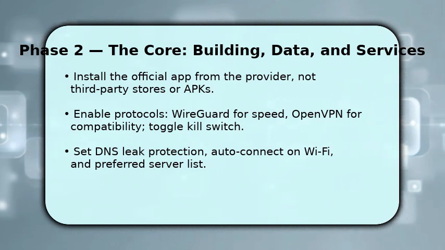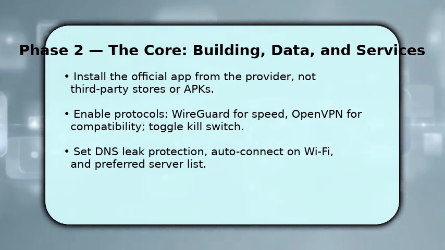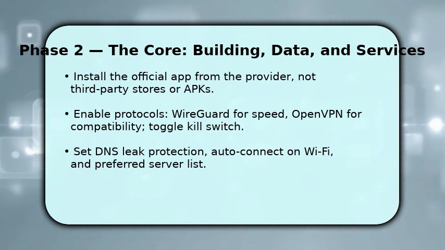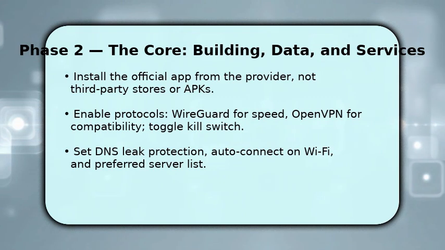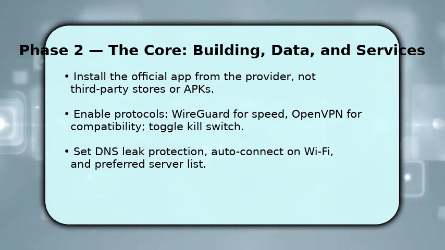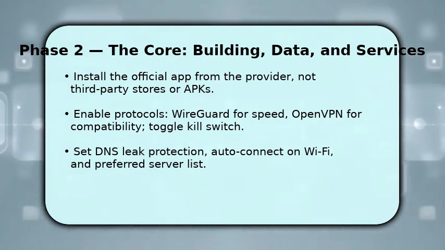Enable the kill switch so your IP never leaks if the VPN drops, and turn on DNS leak protection to keep queries private. Once done, set AutoConnect for untrusted Wi-Fi and pin a few fast servers to your favorites for quick access. Now you connect and verify.